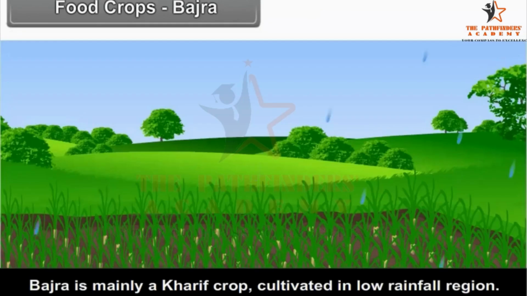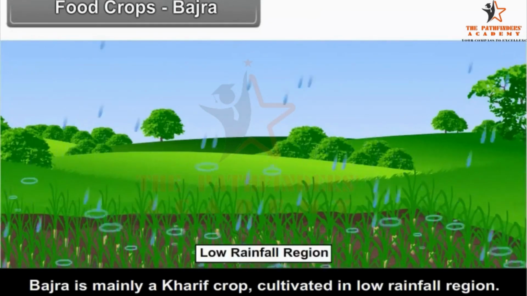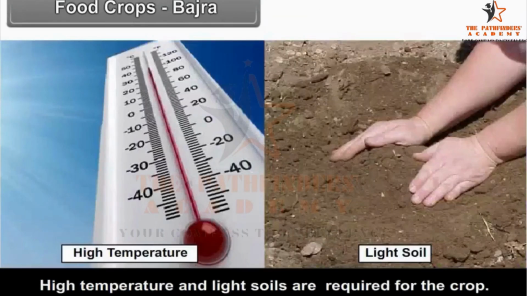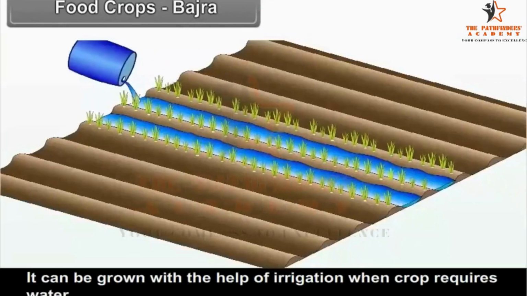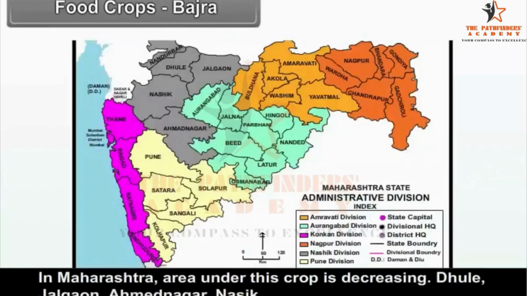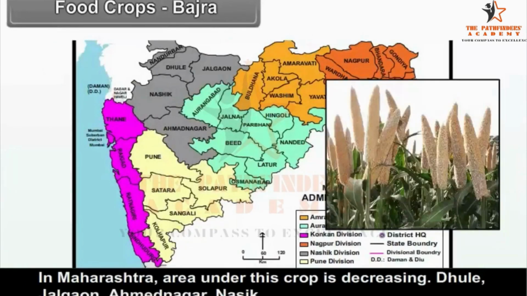Bajra. Bajra is mainly a Kharif crop cultivated in low rainfall region. High temperature and light soils are required for the crop. It can be grown with the help of irrigation when crop requires water. In Maharashtra, area under this crop is decreasing.